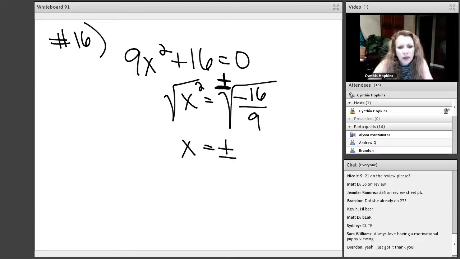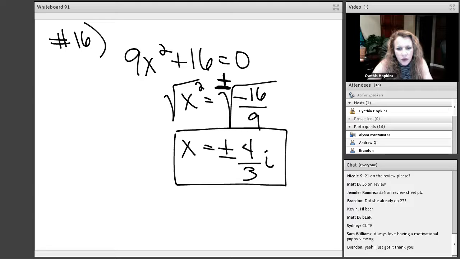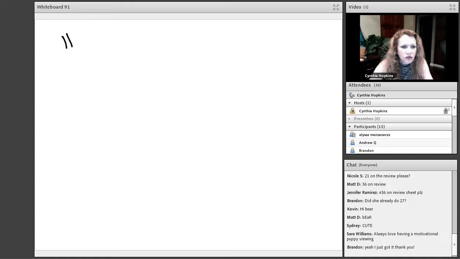And so I'm going to get plus or minus. Now my square root of 16 is 4. The square root of 9 is 3, but then I also have a square root of negative 1, and that gives me i. So plus or minus 4 thirds times i. All right, so there you go, two answers for 16.